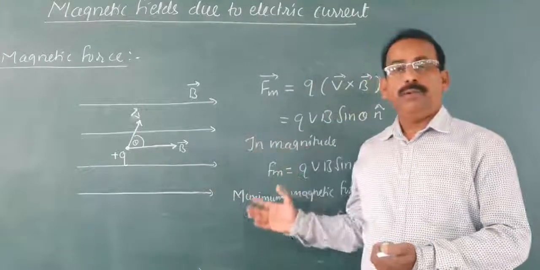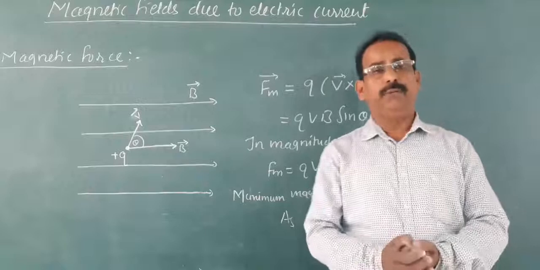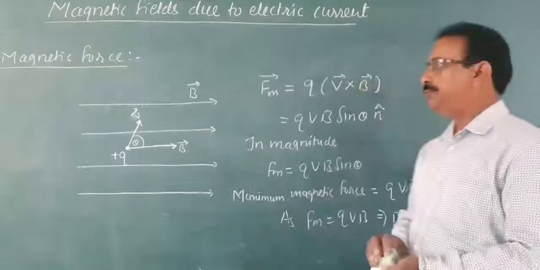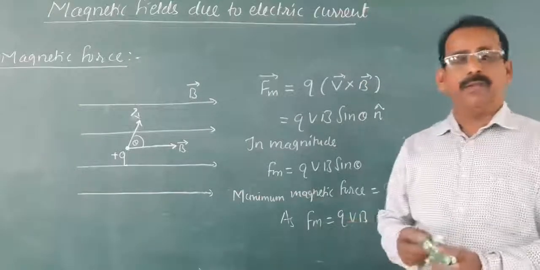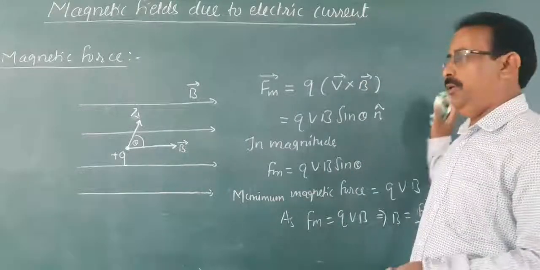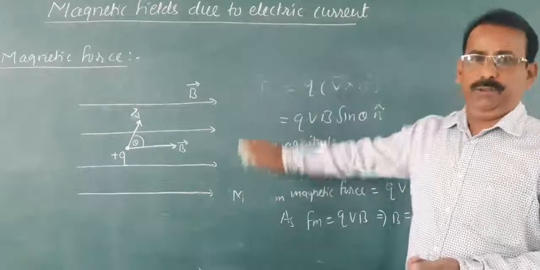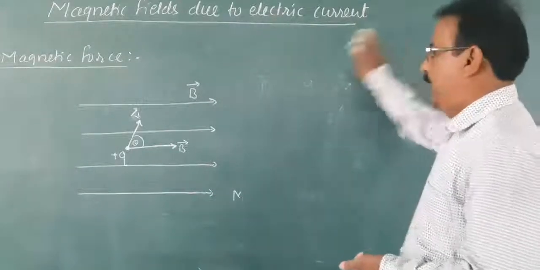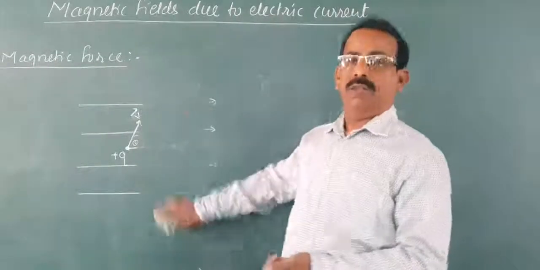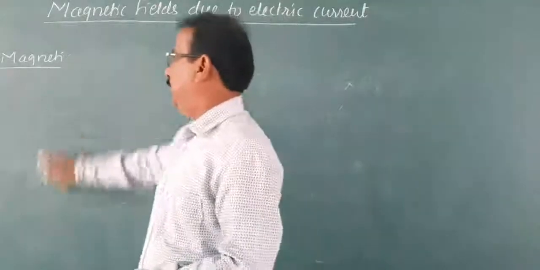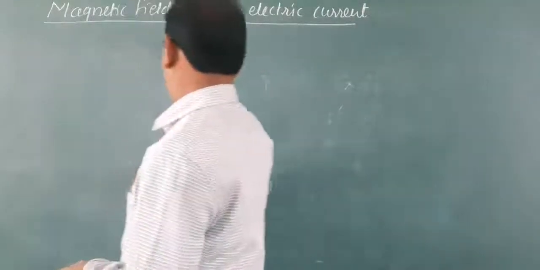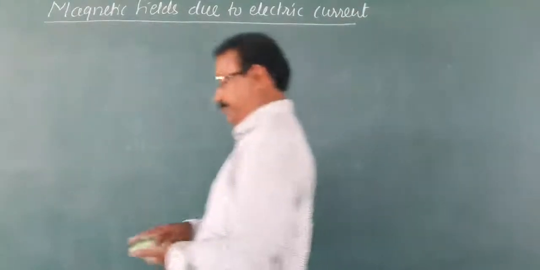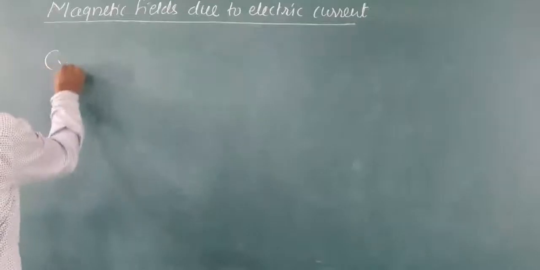This is all about magnetic force. Now after this, I will explain here what is cyclotron motion. And then we are going to see one device called cyclotron accelerator. What is this cyclotron motion?